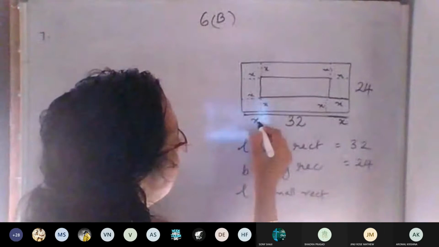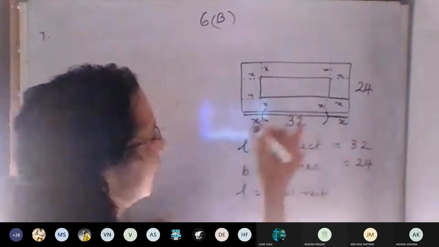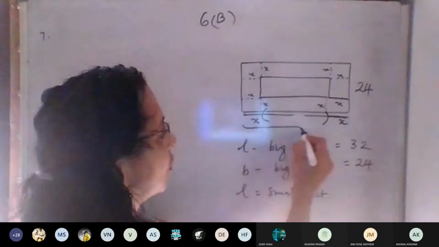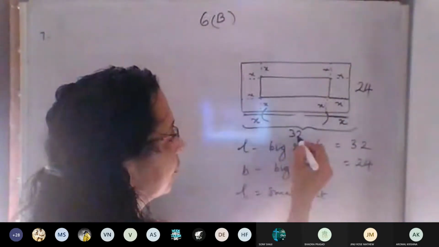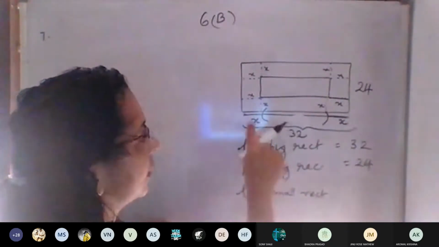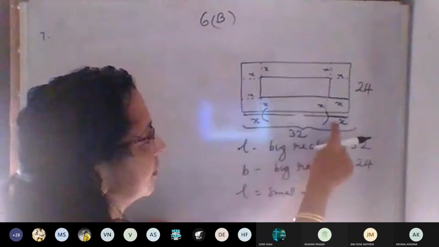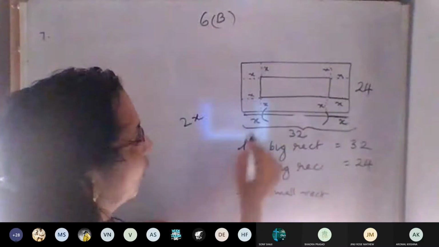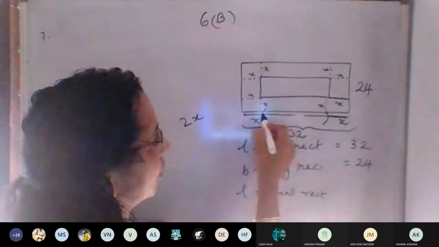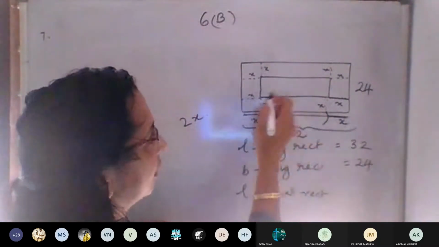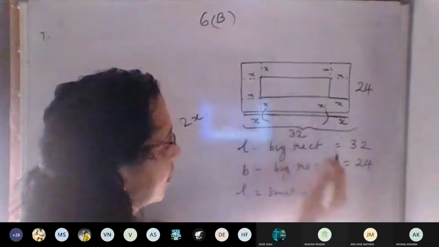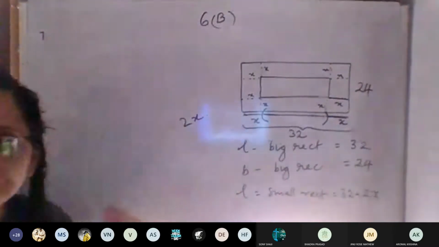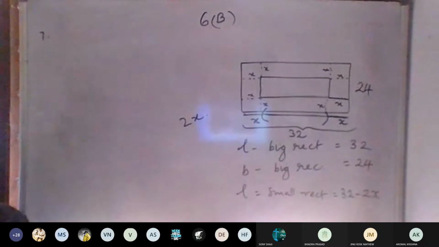If we want to find the remaining portion, what do we have to do? The total is given as 32. This portion is x and this portion is x, so both combined will be 2x. Total 32, so the remaining portion will be the length of the small rectangle. Length of the small rectangle will be 32 minus 2x. Any doubt in this? Is it clear?